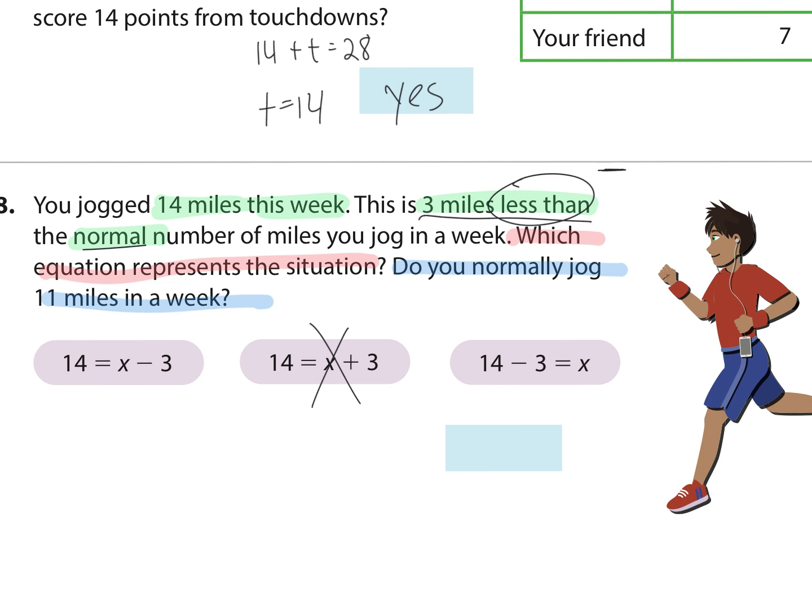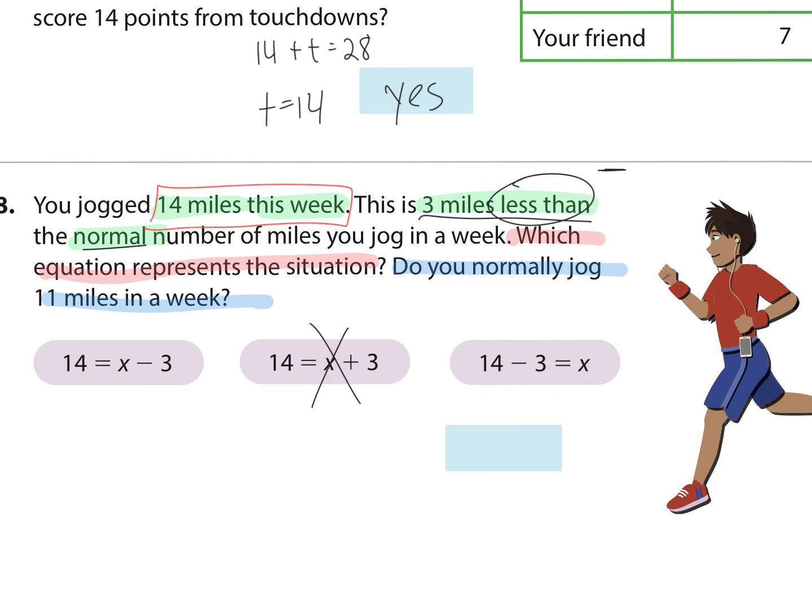Now if I look at the other 2 that involve subtraction, would it make sense to take the 14 miles that I jogged this week and take away 3 from that? Or would it make sense that 14 is my answer and I take what I normally run and subtract 3 from it to get 14? So it says you jogged 14 miles this week. This piece right here is my answer. 14 miles is my answer. So 14 is going to equal something.